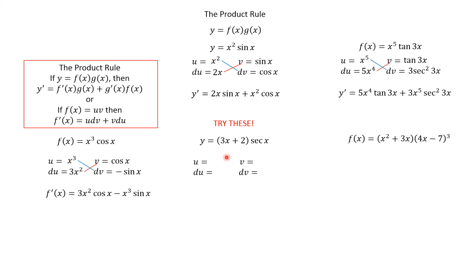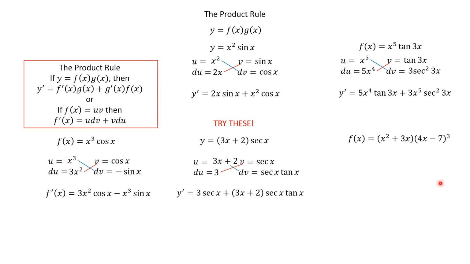So we need our u and v. U is just this first piece, 3x plus 2. V is secant x. The derivative of u, the derivative of 3x plus 2, is just 3. And the derivative of secant x is secant x tangent x. Take the products of these guys. 3 times secant x plus 3x plus 2 times secant x tangent x. And notice when I'm multiplying these, I'm always doing these two first plus these two. In this case, it does not matter because it's commutative. But with the quotient rule, which is going to be very, very similar, it will make a difference. And so it's good to just get in the habit to do this times this, and then this times this.